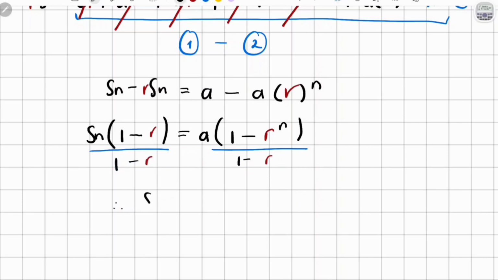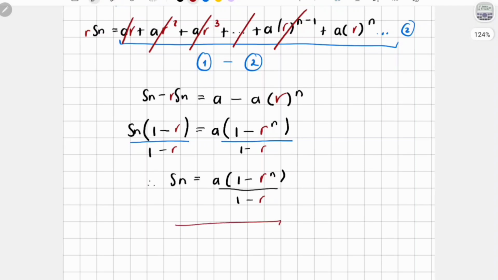And so this means that Sn is finally equal to, this cancels here, that's why we just have Sn. And then we're just going to have A multiplied by 1 minus R raised to the power of n over 1 minus R. Okay, so that is how we find the proof of that.